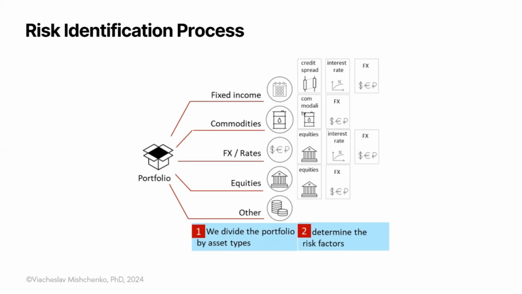Here is, for example, fixed income. We may be looking for credit spread and interest rate risk. While in forex or rates, we are concerned primarily about interest rates and forex movements. And even, for example, equity prices for some products. In general, this process is really the foundation of all our risk management efforts.